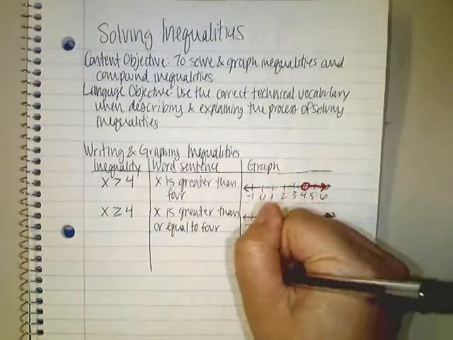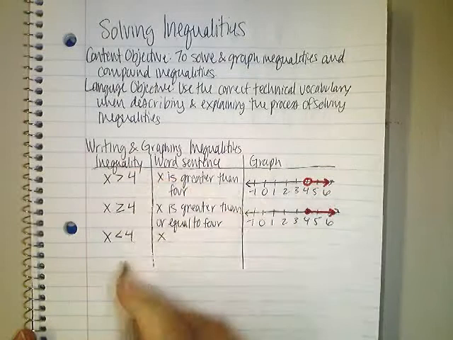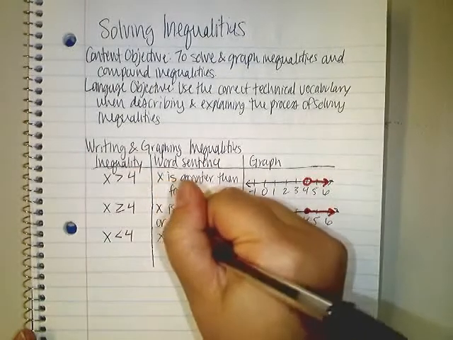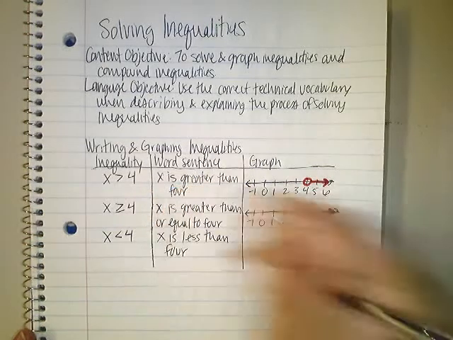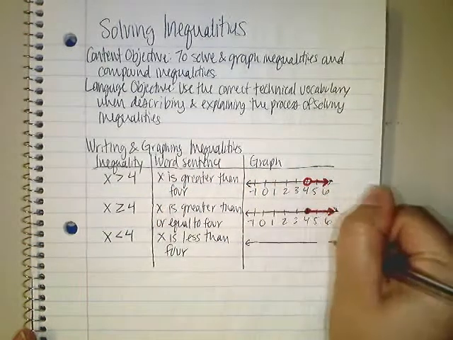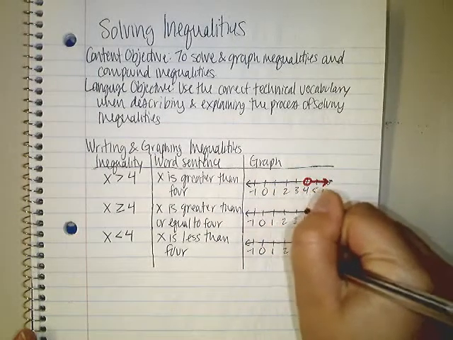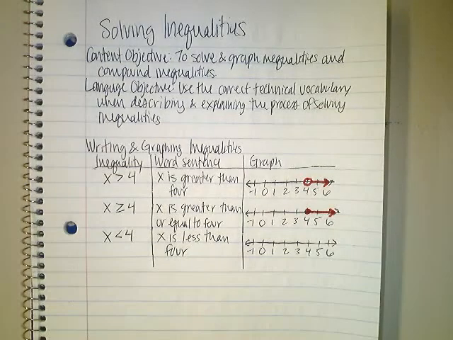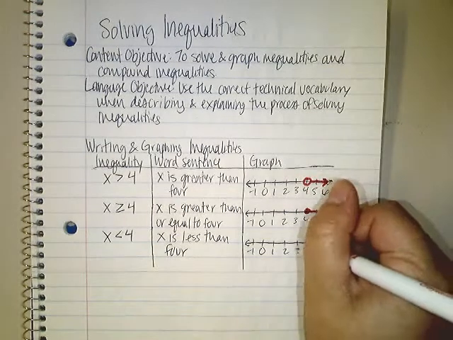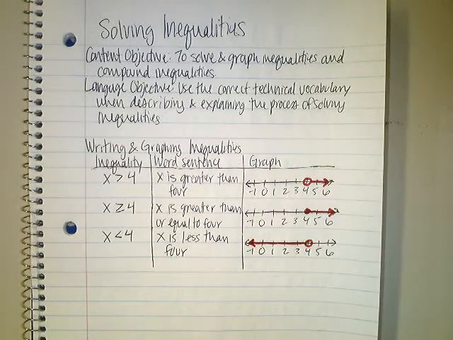And now we're going to talk about the less than. So then x is less than 4. So that symbol will be read as x is less than 4. Draw my number line. -1, 0, 1, 2, 3, 4, 5, 6. And since it is less than but not equal to, I will have an open circle going to the left. So that is how I would graph x is less than 4.